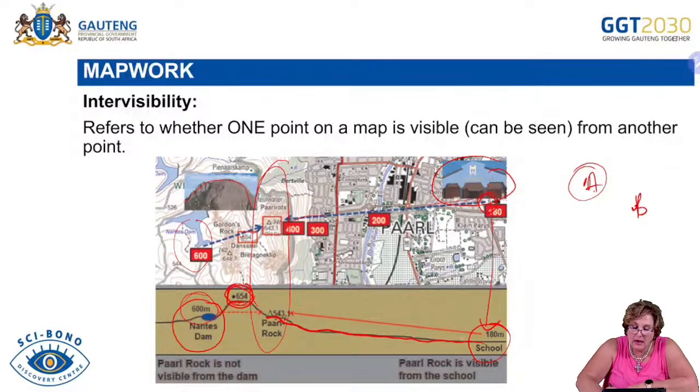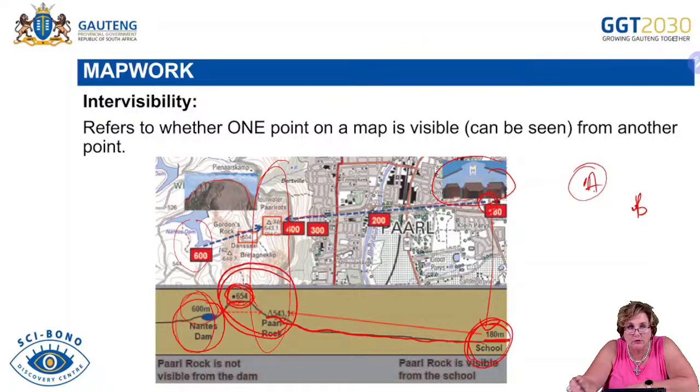So, normally the school is 180 meters above sea level and the dam is 60, so under normal conditions you will be able to see the school. But in this case it's not going to happen because Pole Rock and spot height 654 are creating an obstacle. I can't look over it.